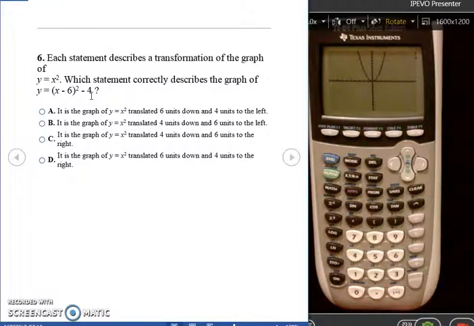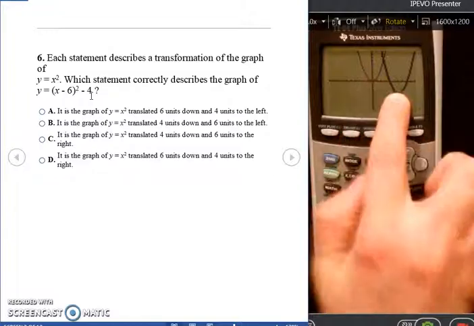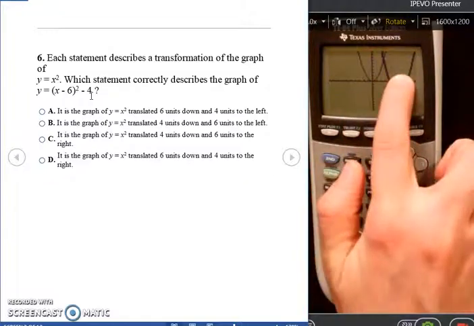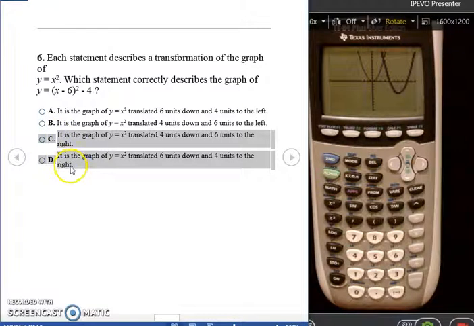There's the first graph in the skinny, and then my second graph in the thicker. So to go from my first graph to my second graph, I have to shift over to the right and down. And so my only answers that have right and down, there's two here, and that's C and D.